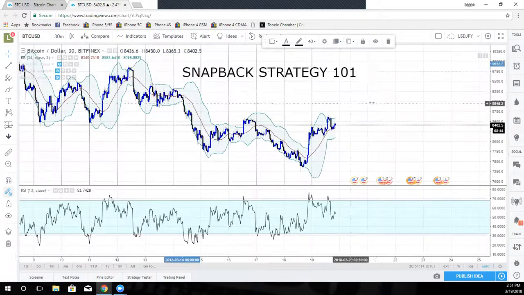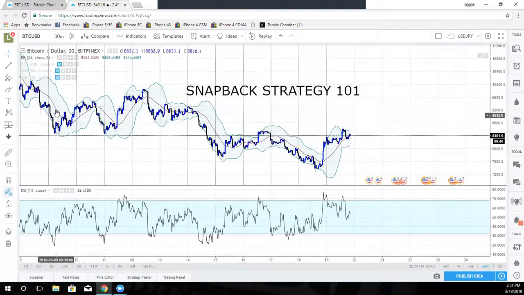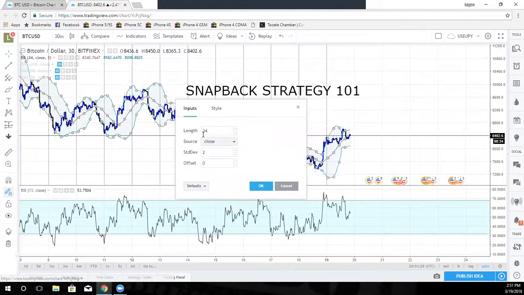So first of all, snapback strategy, we're going to need two indicators. You need your Bollinger Bands. So add your Bollinger Bands, and we change the length from 20, which is the default, to 34. So change that. Don't forget that. It's very important.